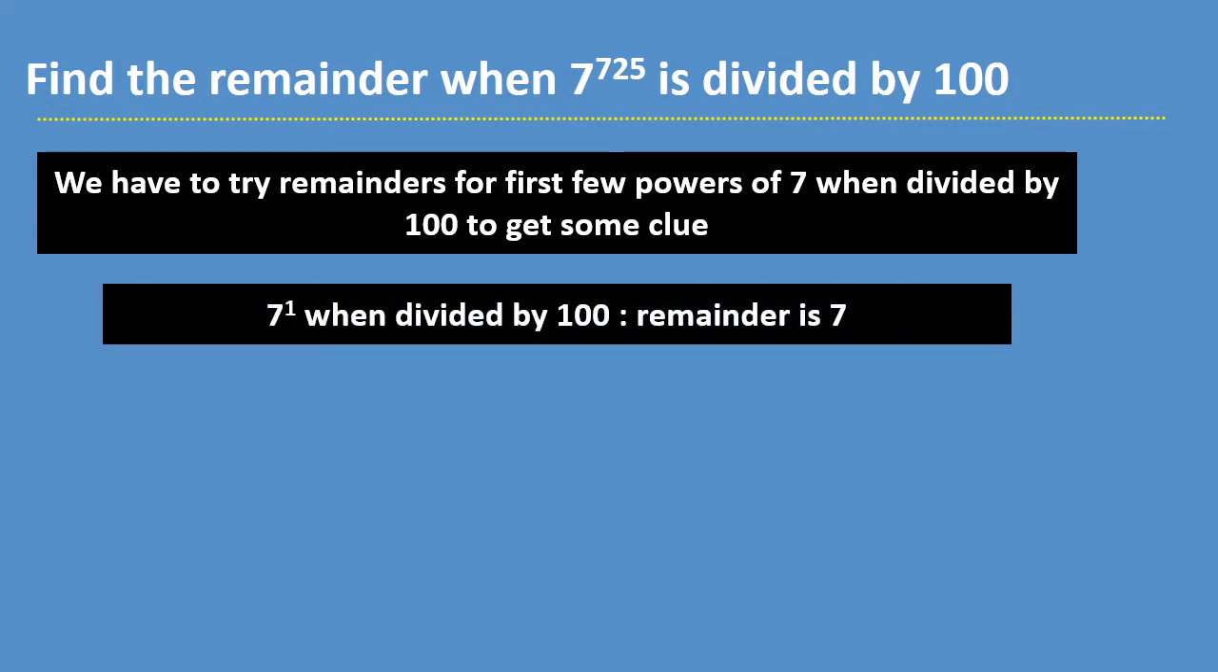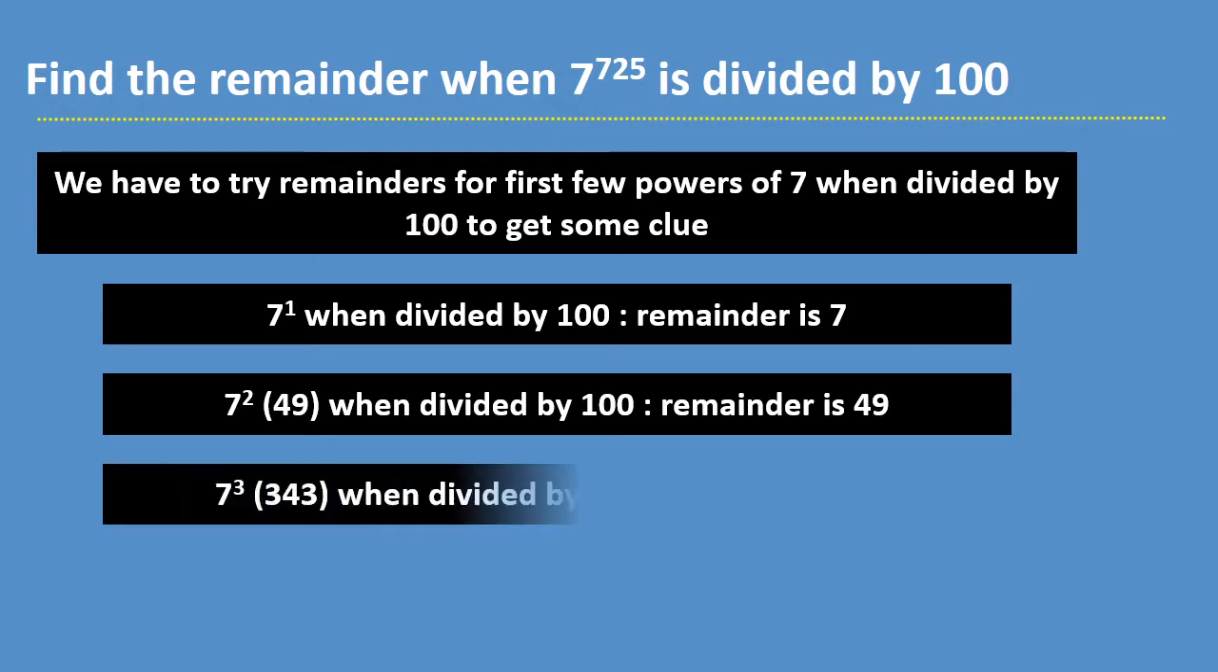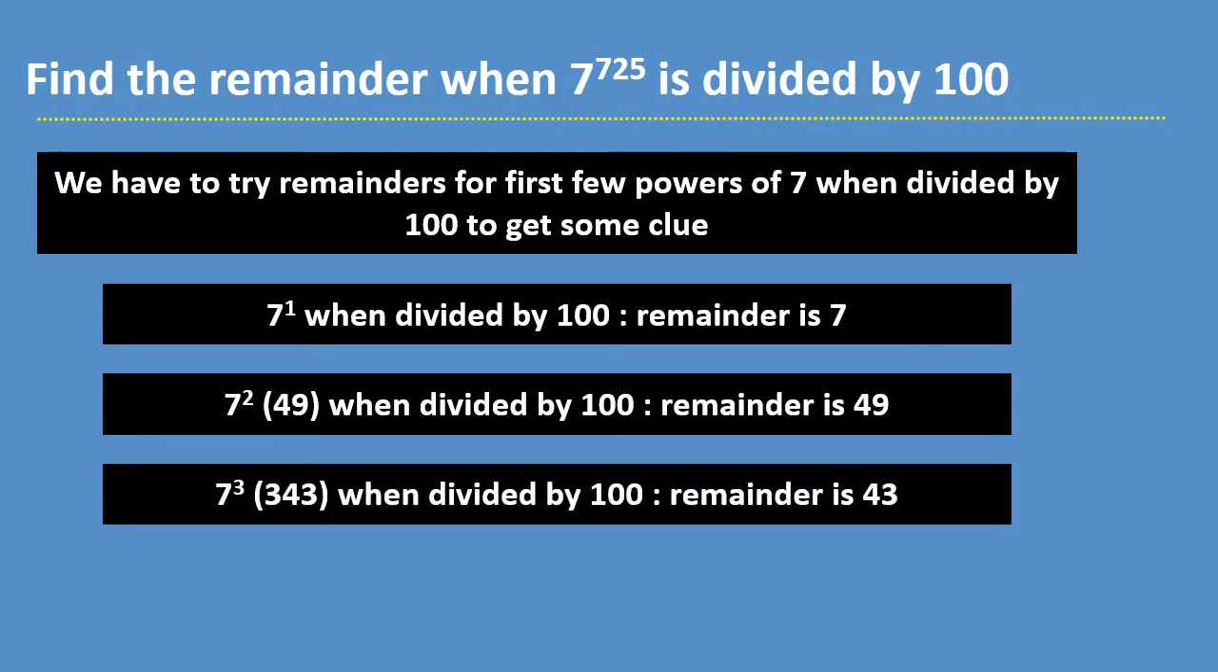Let us begin with 7 to the power of 1. When divided by 100, the remainder is 7. 7 squared is 49. When divided by 100, the remainder is 49. 7 cubed is 343. When divided by 100, the remainder is 43.